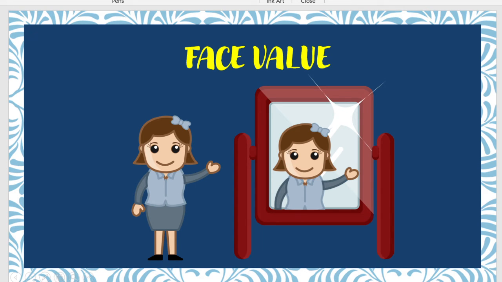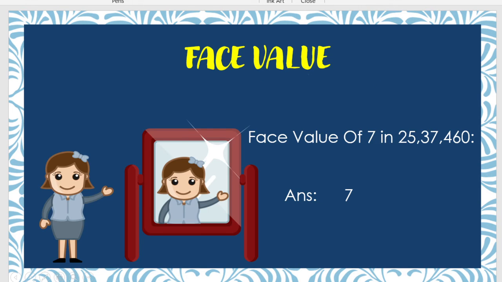Now face value. Why are we studying place value, face value? To know the number, to play with numbers. Number is very interesting and we like to play with numbers. That's why we are doing this number game. Face value. Can you see this girl? In the mirror, her face is visible. Face visible means face value. Same thing is being done with numbers.